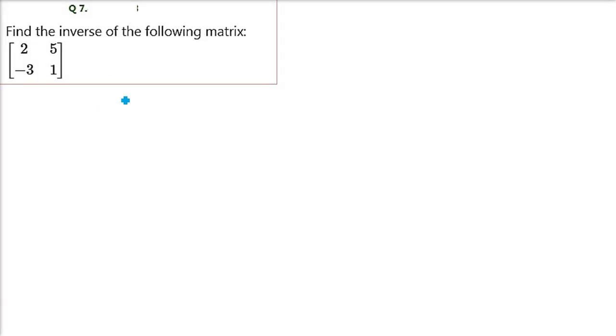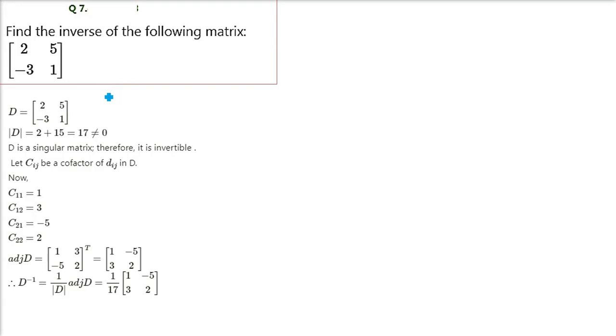Find the inverse of the following matrix. We have already done a question like this. I'm just moving ahead because this is just practice. You have to just practice again and again and again so that you get all those things in tips. So you can do it faster. So this 17 is showing that it is a non-singular matrix. So whatever answer comes or adjoint comes, you just divide it by 17. Don't take it inside.